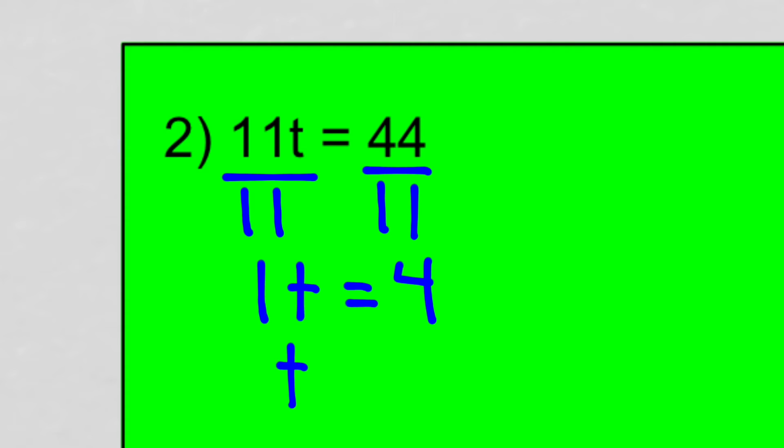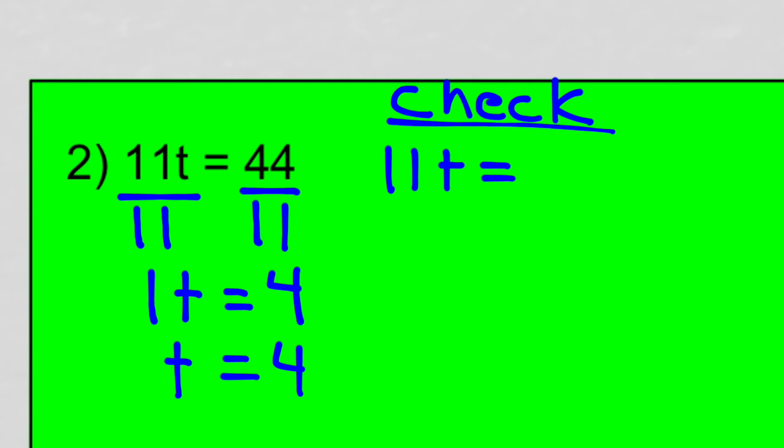1t is the same as saying t equals 4. Now, to check that equation, beside the equation, we write check. And we write the equation 11t equals 44. Replace the t with 4. This means 11 multiplied by t.